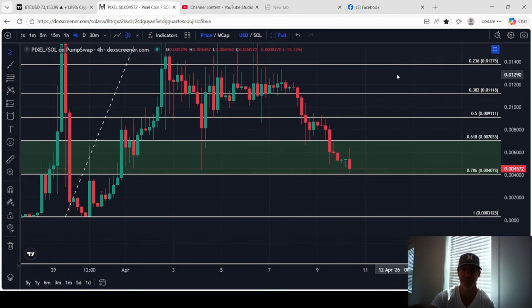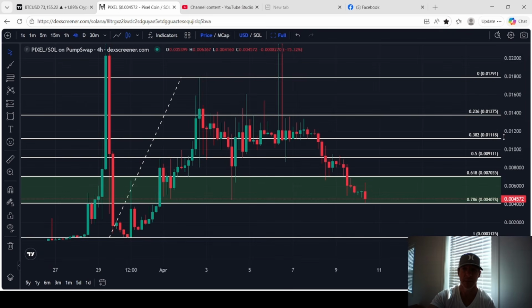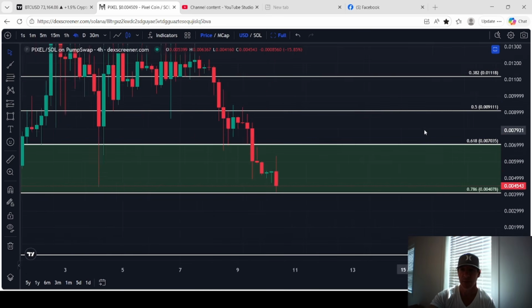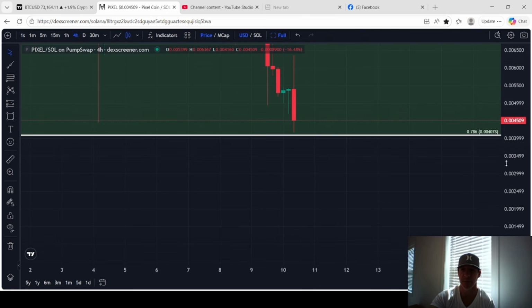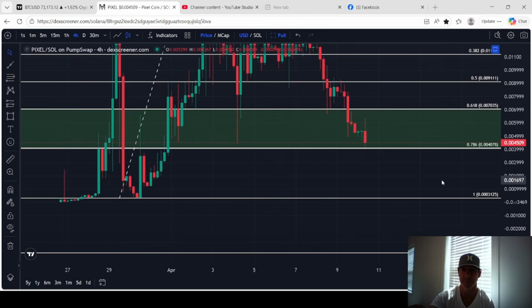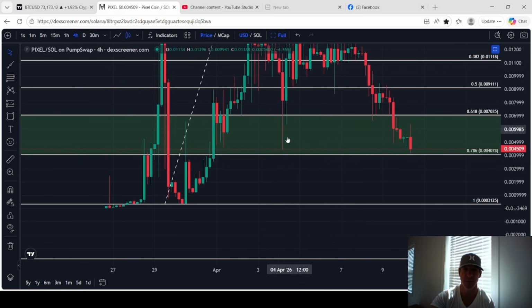Currently looking at Pixel. From this top right here to the bottom where we bounced, we bounced at about 300K and made our move up. Now we're coming back down and we are between the 0.618 at a 7 million market cap and the 0.786 at a 4 million market cap. So right now we're trying to find support where we found support in this area before.